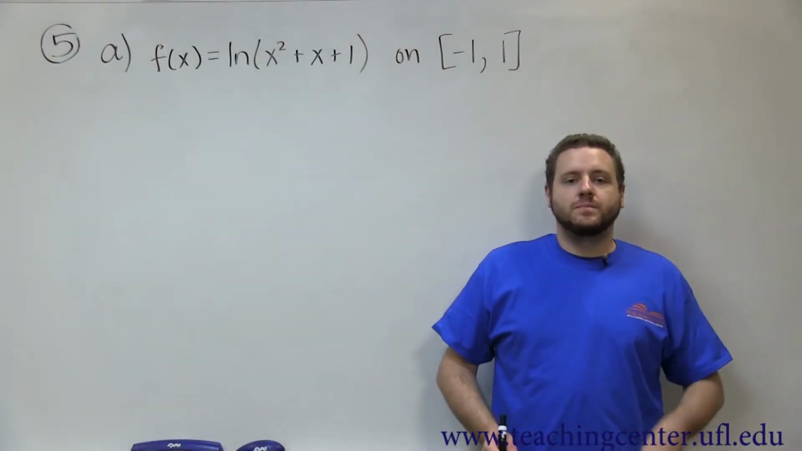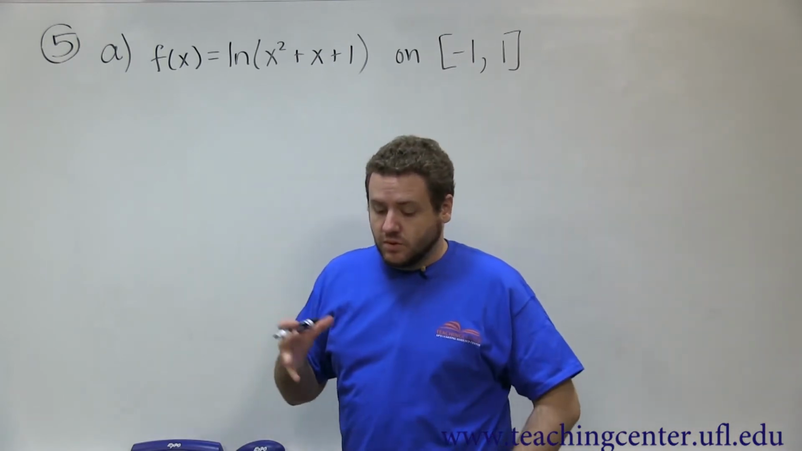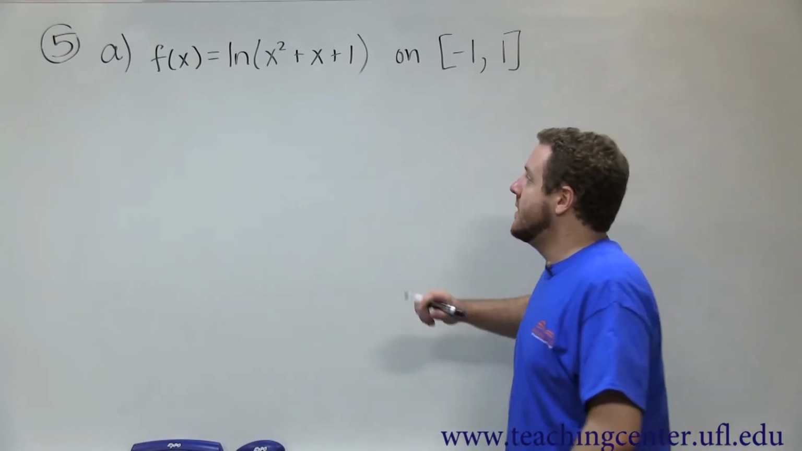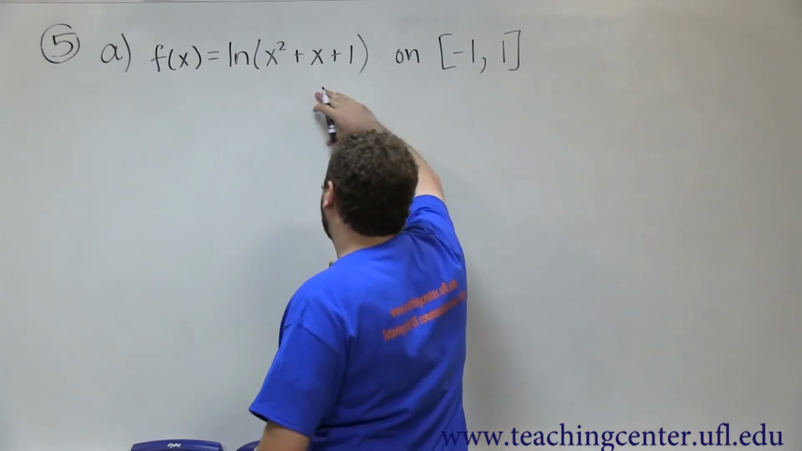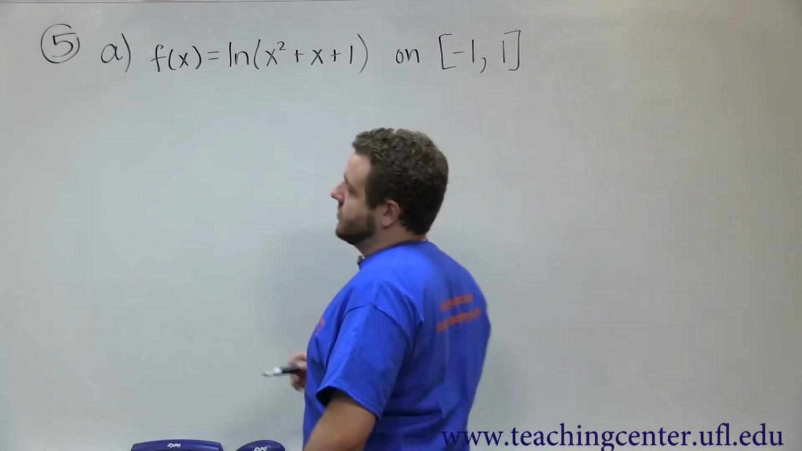Okay, so the first question in problem number 5 is we're trying to find, first of all, absolute minimum and maximum values on these functions. And for this one, we have an ln function of x squared plus x plus 1. And the interval that we're looking on is from -1 to 1.